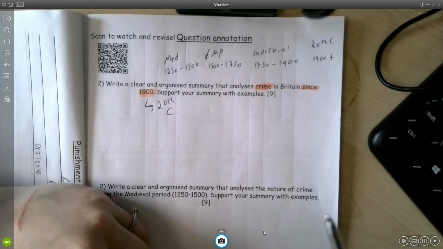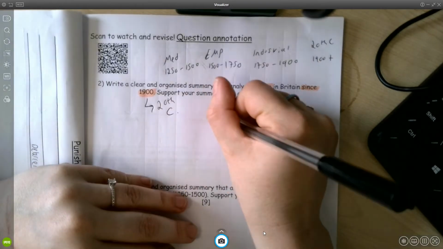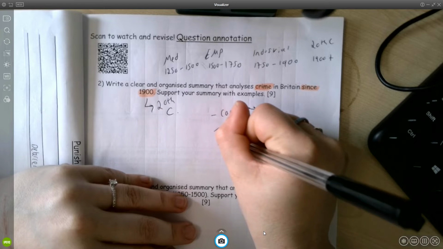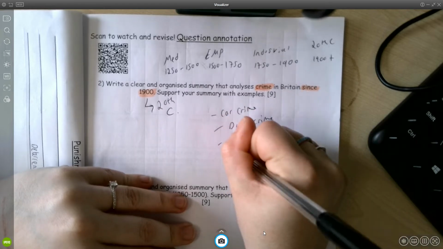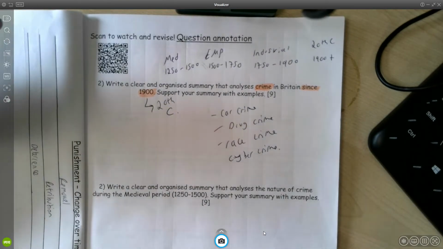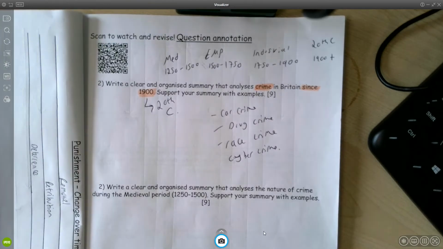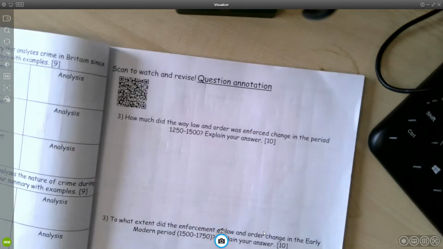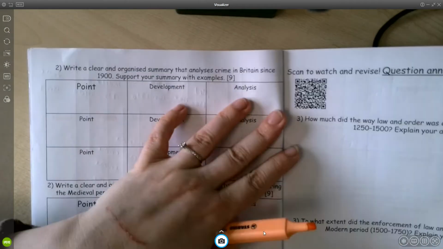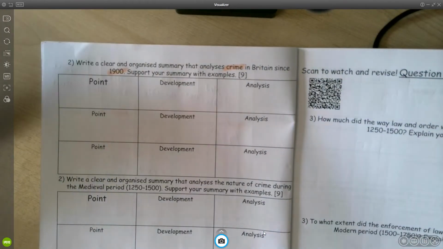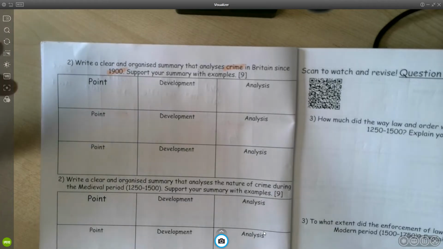So at that moment, your brain's going, oh my God, what do I know about 20th century crime? Very quickly, I know car crime, drug crime, race crime, cyber crime. Right, brilliant. So I've got my knowledge down and now I'm ready to plan. So if you turn over, you'll see the plans on the next page. It's the exact same question. Pause here and have a go at the plan for yourself. You need 3 point, develop, analyse paragraphs.